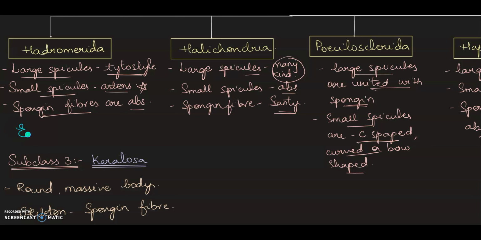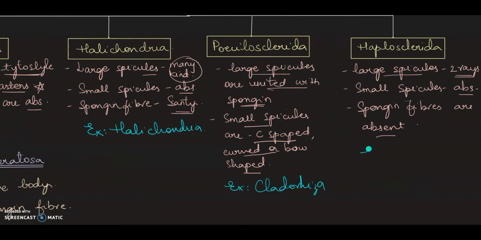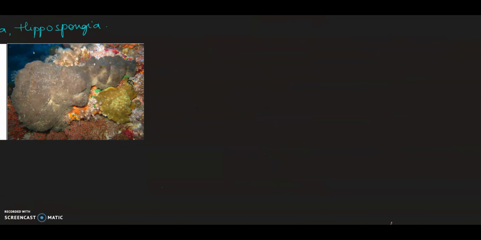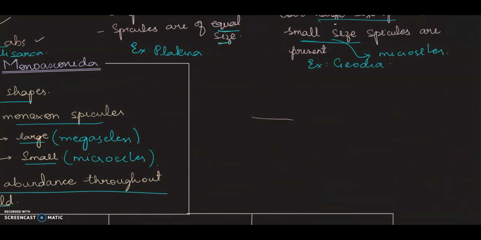Example of Hadromerida is Cliona. Example of Halichondria is Halichondria only. Example of Poecilosclerida is Cladorhiza. And example of Haplosclerida is Spongilla. So yeah, that was all about this subclass Monaxonida.